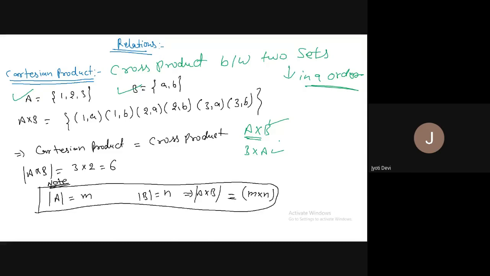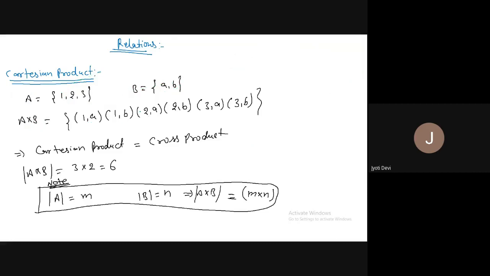Okay, so A cross product with B means taking each element of A and doing the cross product with each element of B. So like this, 1A, 1B, that is the cross product of 1 with A and B. Like that we do the cross product. This is the result of the cross product. So we can say that Cartesian product is equal to the cross product. Both are the same thing.